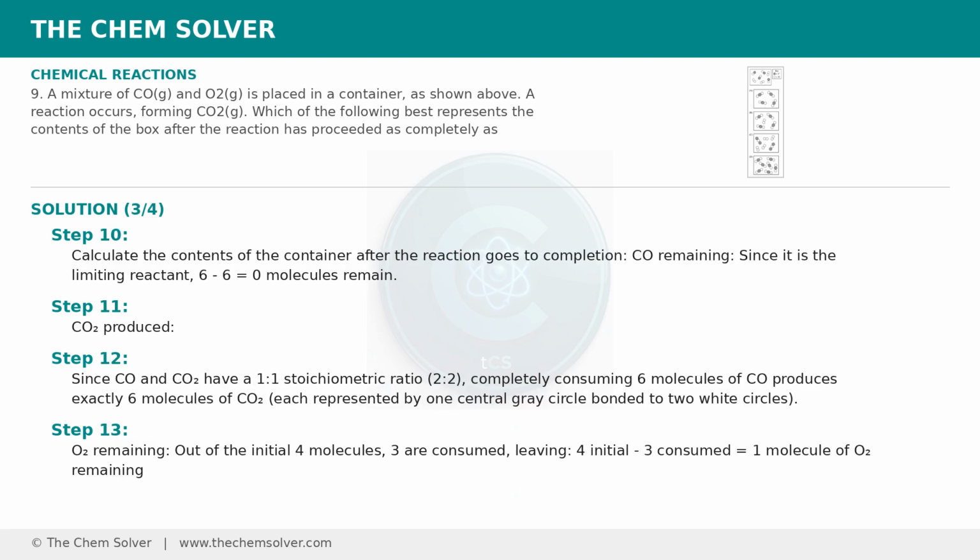Calculate the contents of the container after the reaction goes to completion. CO remaining. Since it is the limiting reactant, 6 minus 6 is equal to 0 molecules remain. CO2 produced. Since CO and CO2 have a 1-to-1 stoichiometric ratio, 2-to-2, completely consuming 6 molecules of CO produces exactly 6 molecules of CO2, each represented by 1 central gray circle bonded to 2 white circles.